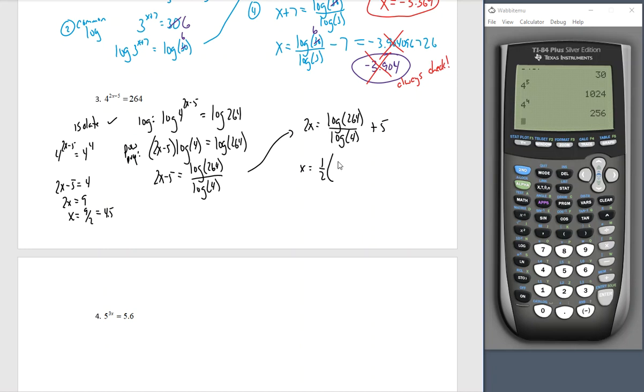So I'm going to throw a 1/2 in front of this. Right? Instead of dividing by 2, we can multiply by 1/2. Oh, let's take that one back.